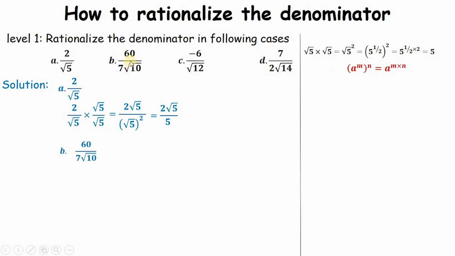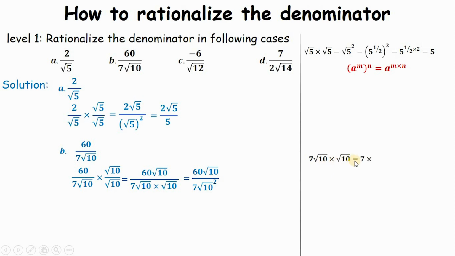Now this second example, that is B is equal to 60 by 7 root 10. Now here we have to only rationalize the irrational number. So what we do is we'll multiply both the numerator 60 and denominator 7 root 10 by root of 10. When you multiply it, you get 60 into root 10 by 7 root 10 into root of 10, which is equal to 60 root 10 by 7 into root 10 into root 10, therefore root 10 square.